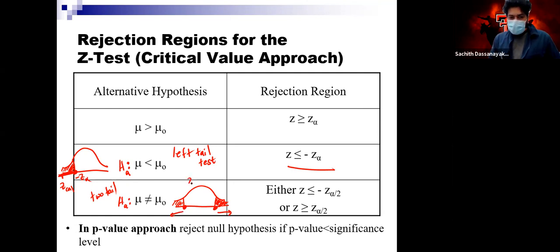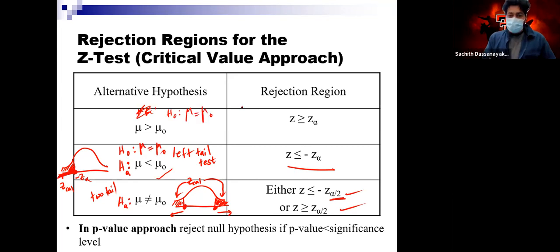If our C cal is within this area we reject. That's what they have mentioned here. See these two based on left side and right side. But the only difference is here it is alpha over 2, not alpha, because we cut alpha into 2 halves and deal with it like this. This is the critical value approach, how we take our decisions based on its rejection region.